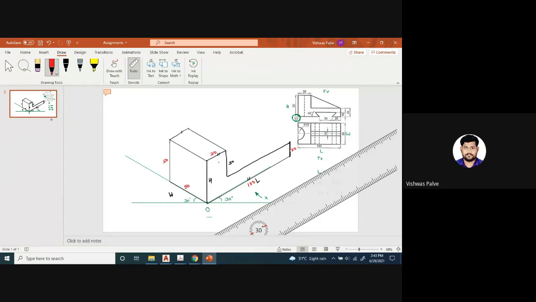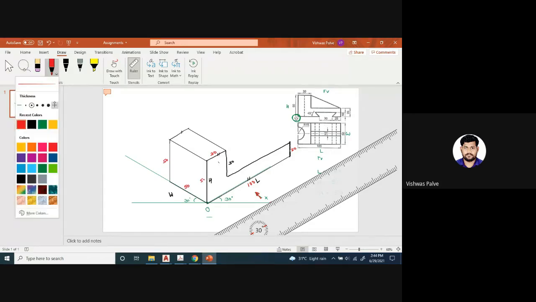Suppose I want to draw the front view of this. In the X direction, you will get a 30 millimeter horizontal line, 50 millimeter vertical, then 100 millimeter horizontal and 20 millimeter vertical. So this portion you can easily draw, right? Then let us connect the remaining portion.